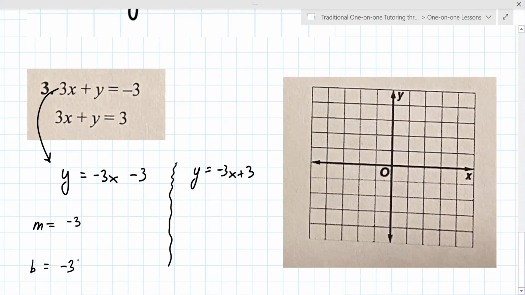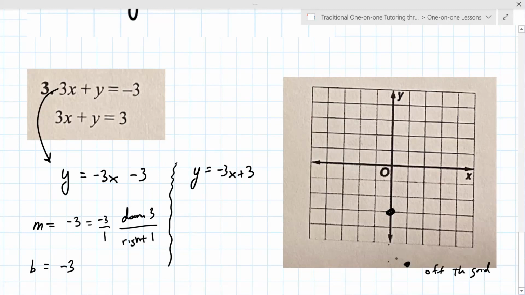So when you graph, you start with the b value. See how I went down 3 for the b value? Now the slope is really negative 3 divided by 1, which means down 3, right 1. So from this point here, we go down 3 and right 1. But you see how I'm off the grid here? That's bad. We don't want to graph things that are off the grid.